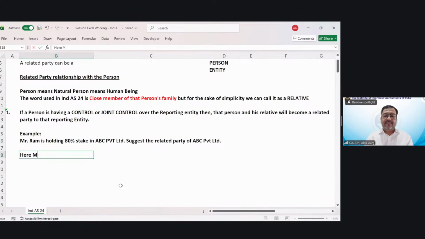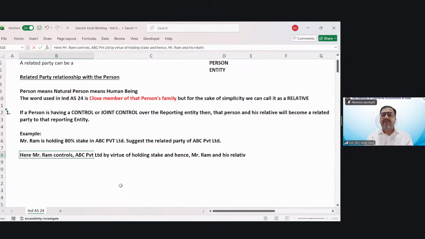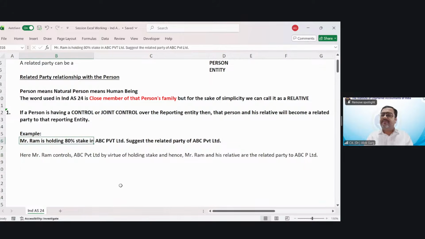So here Mr. Ram controls ABC Private Limited by virtue of holding a stake, and hence Mr. Ram and his relative are related parties to ABC Private Limited. Right? Okay, Saminathan? Sounds good?